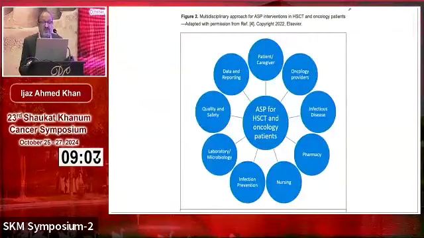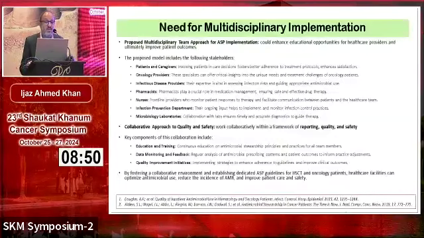So you have to have a team, and the team revolves around different people, including the patient, oncology providers, ID physician, pharmacy, nursing, infection control, quality, microbiology, etc. So there is a need for multidisciplinary implementation, and this collaborative approach works within a framework of reporting, quality, and safety as well. The key elements, of course, are education and training, data monitoring and feedback, and quality improvement initiatives. And this will improve your patient care and safety.